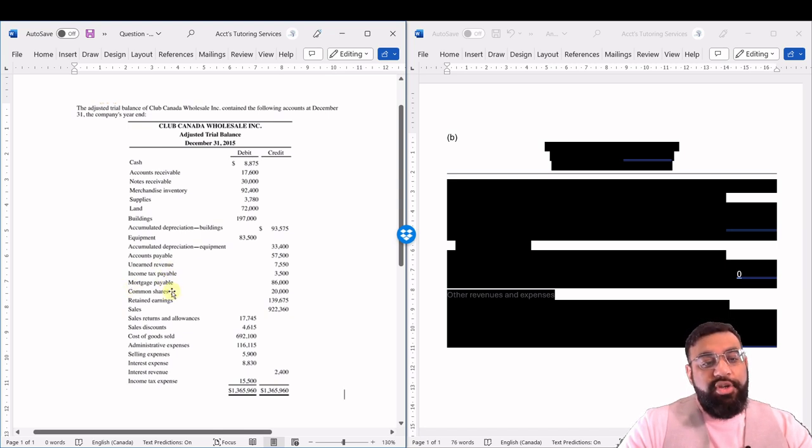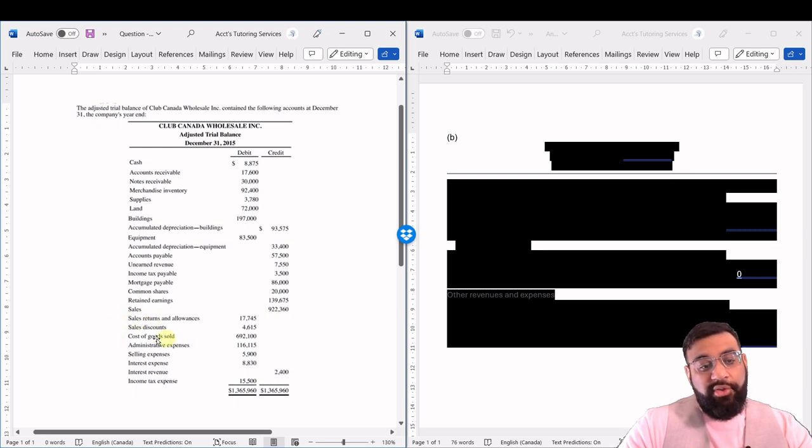Then we have common shares, retained earnings, which are shareholder equity accounts. Then we have sales, sales returns and allowances, sales discounts. If you scroll a little bit more down, we also have interest revenue as well. These accounts are revenues, which are income earned. And remember, sales returns and allowances and sales discounts are contra accounts. Contra accounts are attached to the primary account and reduce its value.